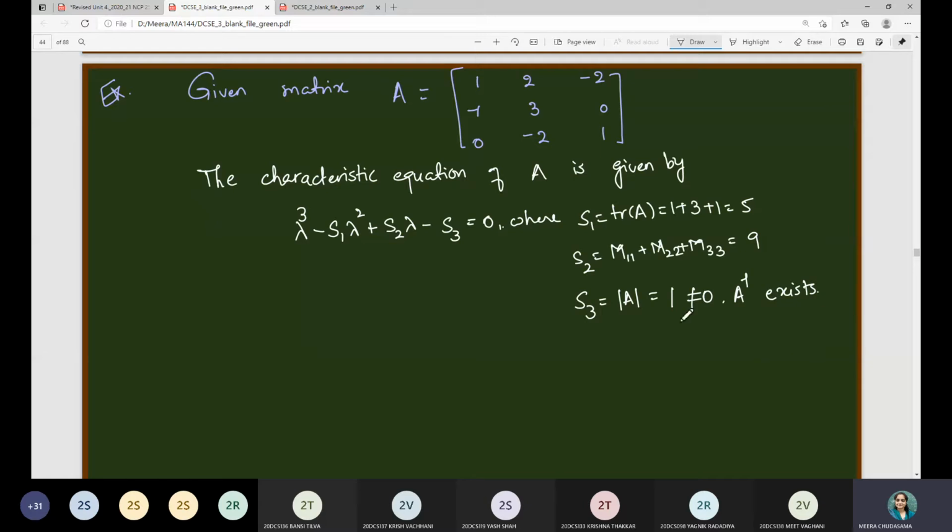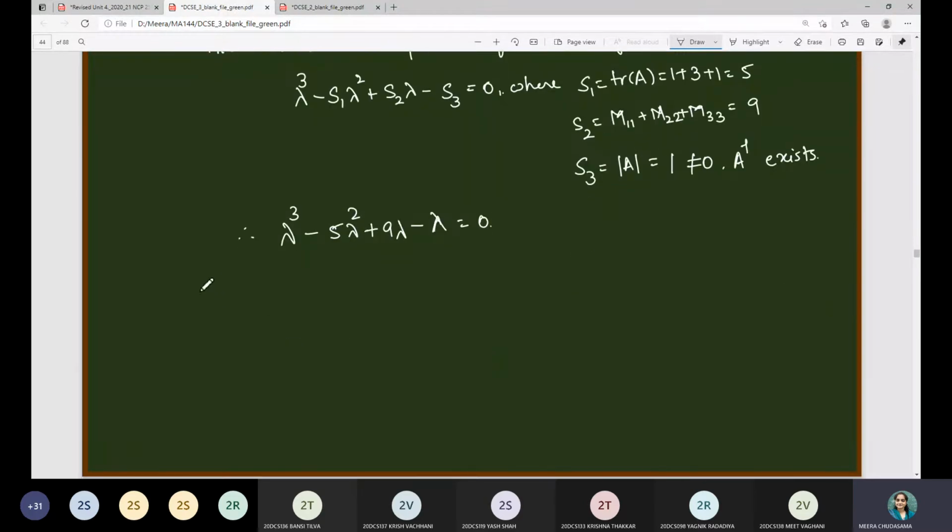So that we can easily multiply both sides by A inverse when we are going to find A inverse. So therefore lambda cube minus 5 lambda square plus 9 lambda minus lambda is equal to 0, right? So now to verify the Cayley-Hamilton theorem, we need to show, what do we need to show? So let us write down that part.